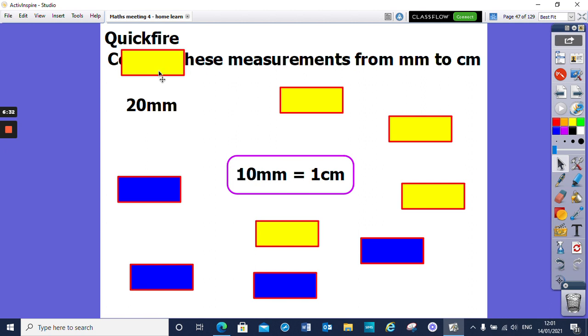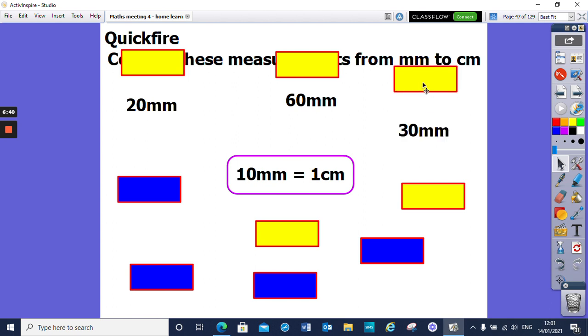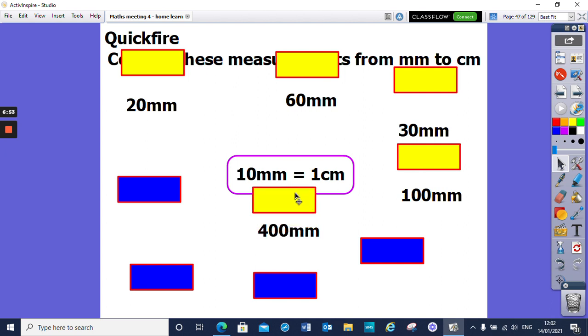That's 2 centimetres. That's 6 centimetres. That's 3 centimetres. That's 10 centimetres. That's 40 centimetres. Okay, now I want you to call out in centimetres and millimetres.